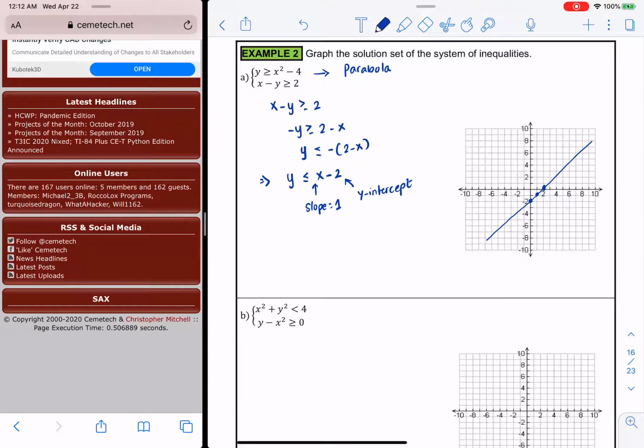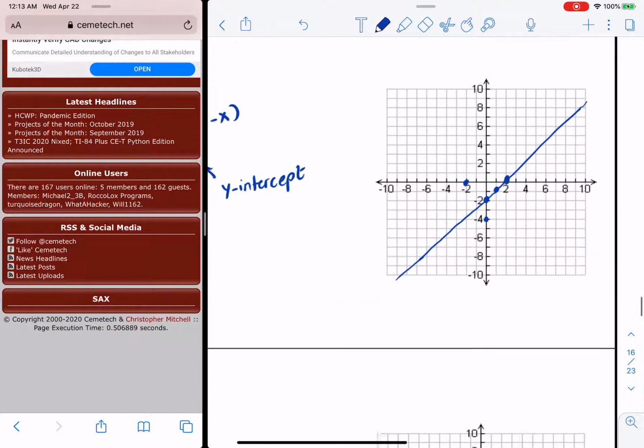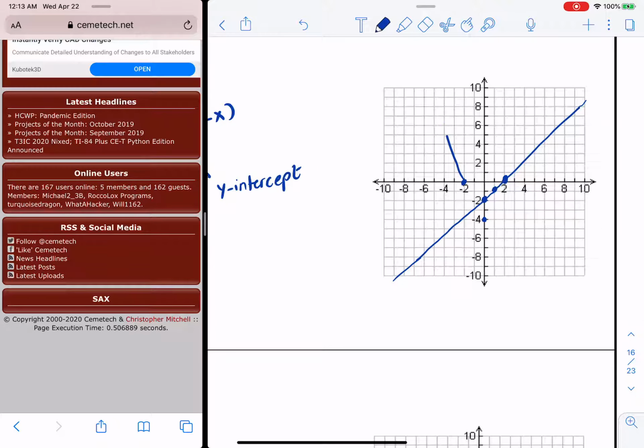The next thing is the parabola. The parabola here is a regular parabola, which is y equals x squared, shifted down by 4 units. So we have when x is 0, we are at negative 4. When x is 2, we will be at 0. And the same at positive 2. Since we have an equal sign in the inequality, we are going to draw a solid line.